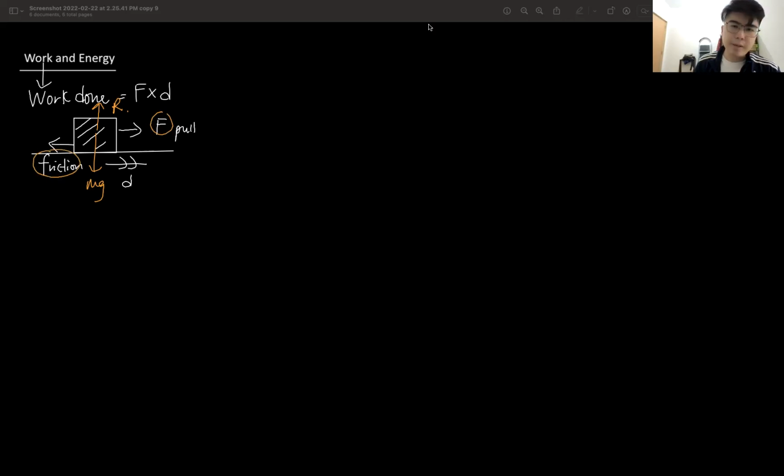Now, how do you know positive and negative? If you look at the pulling force, this is doing positive work because this force is in the same direction as the distance. So how do we say this one? We say that the pulling force is doing positive work. The pull force. Who is doing the positive work? The pull force. Or you can say, I'm doing positive work because I'm pulling it.